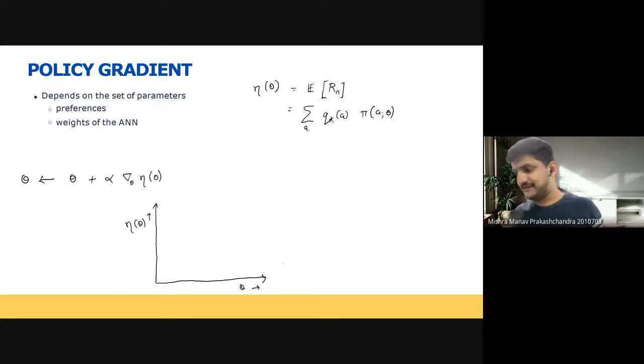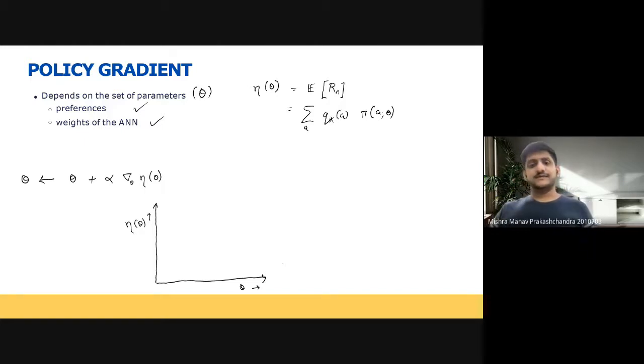A quick recap. Next we have something known as policy gradient. The idea here is that you parameterize the policy by some set of parameters, which we'll call theta. It could be the preference like we had in the softmax function, where instead of the q value you use preferences over the different parameters, theta 1, theta 2, and so on. Or it could be the weights of the ANN that you have. If you want to transform the problem into a deep RL kind of problem, the parameters can be thought of as the weights of the artificial neural network.